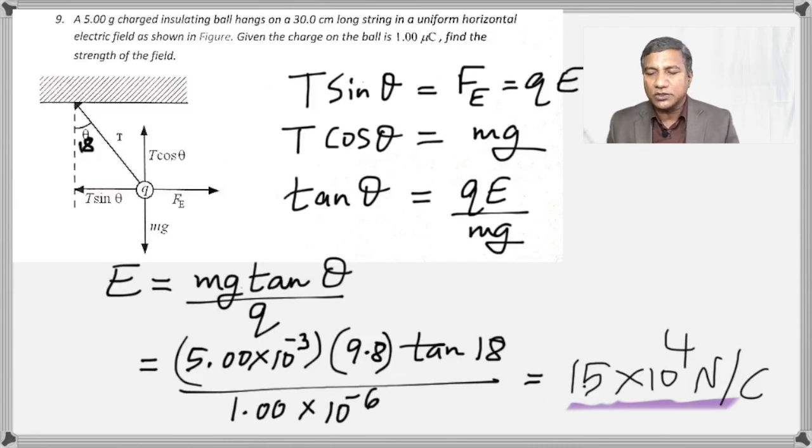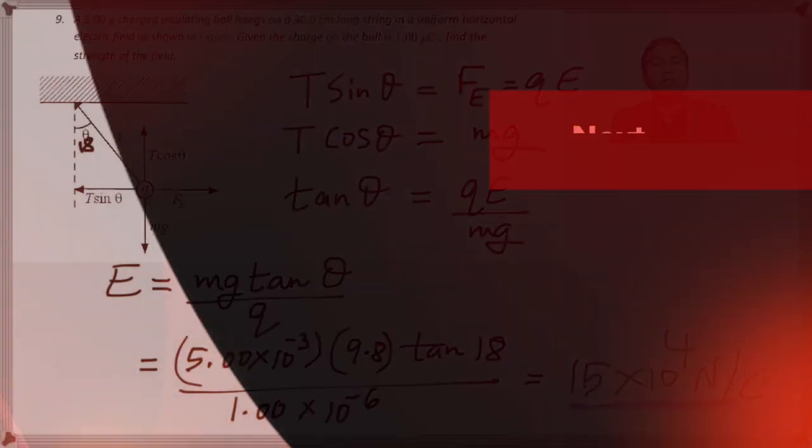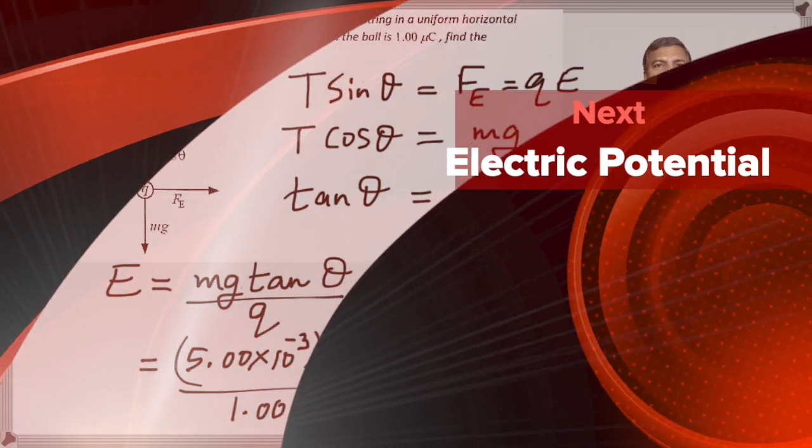and it is 1.5 times 10 to the 4 Newton per coulomb. So I hope you understood this chapter, and I hope you first watched the lecture, understood the concepts, and then you worked out the problems, and then you've understood how these problems are worked out, and you should be good to go to take a quiz or even to take an exam on this chapter.